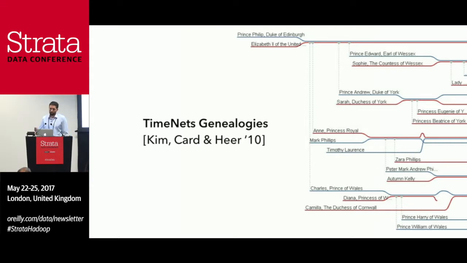So you can see when people get married, when they get divorced, were children born out of wedlock, were people married to multiple people at once. All of those types of questions become very easy to read off this type of visualization.